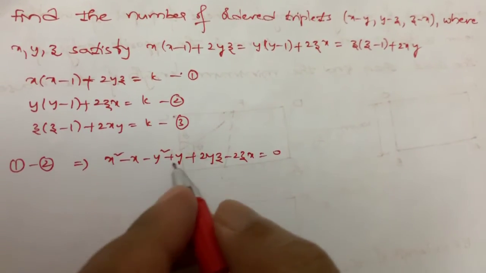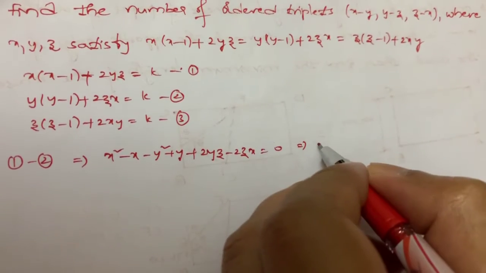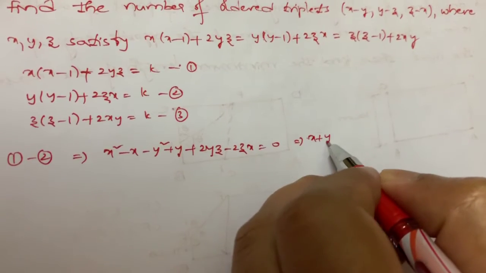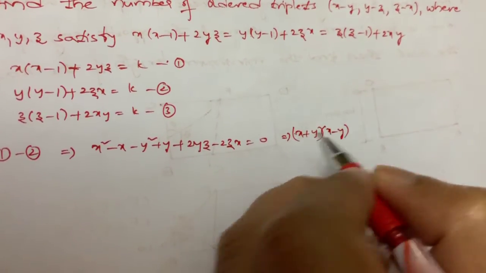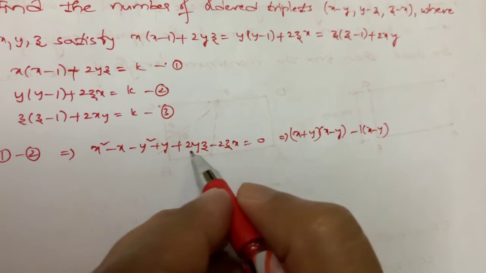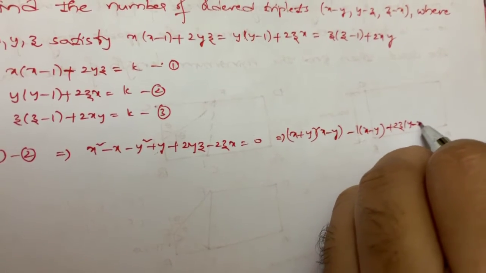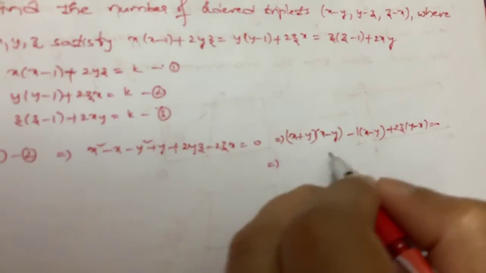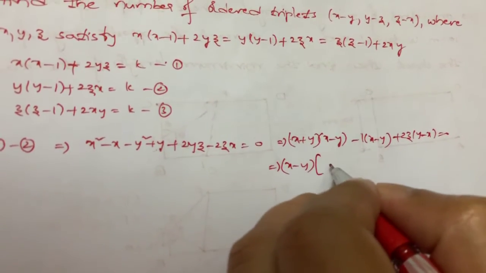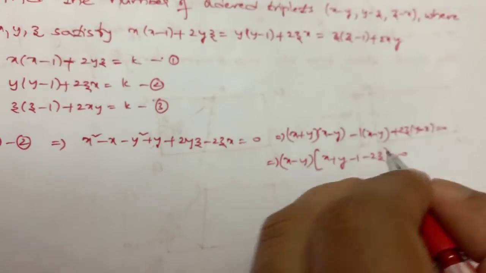If I rearrange this, I'll have x² − y², so (x + y)(x − y), then minus 1 into (x − y). Here 2z I can take common, as (y − x), is equal to 0. So all these terms have x − y as a factor. So (x − y)(x + y − 1 − 2z) is equal to 0.